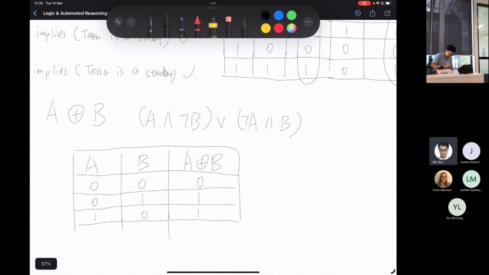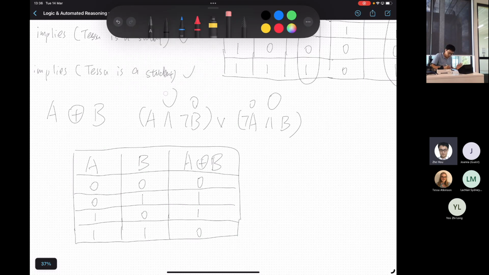So last case, if both are true, what happens? So here, see here. Now B is true. If B is true, then not B is false. And false and anything is false. So you get a big 0 there. On the right-hand side, again, A is true. So not A is false. False and anything is false. You get a big false on the right-hand side. So false or false, you get false. Okay, that's what you get in the end.